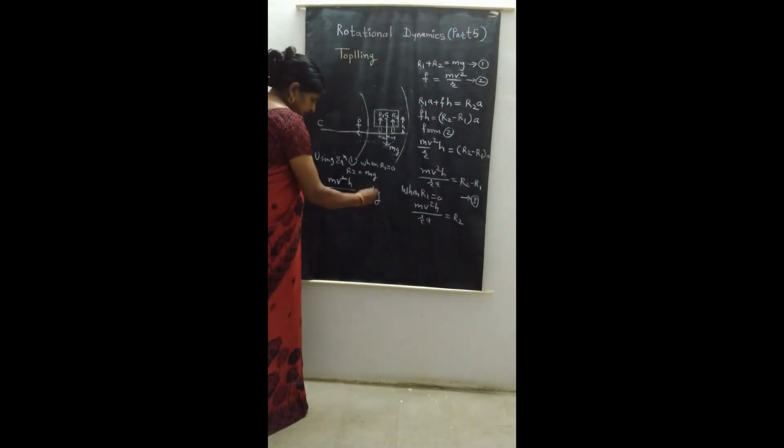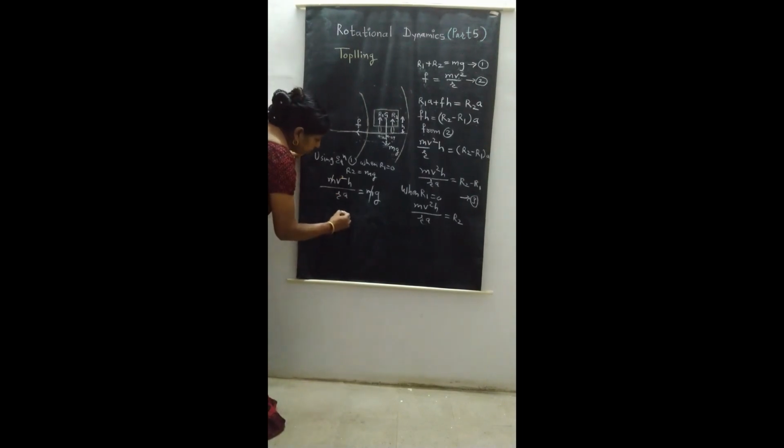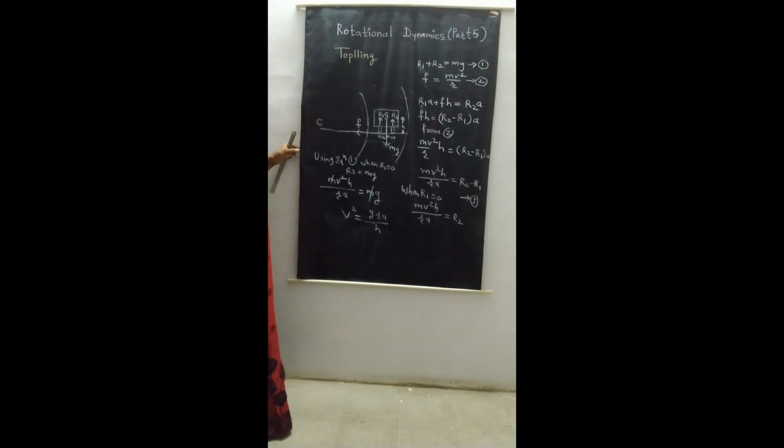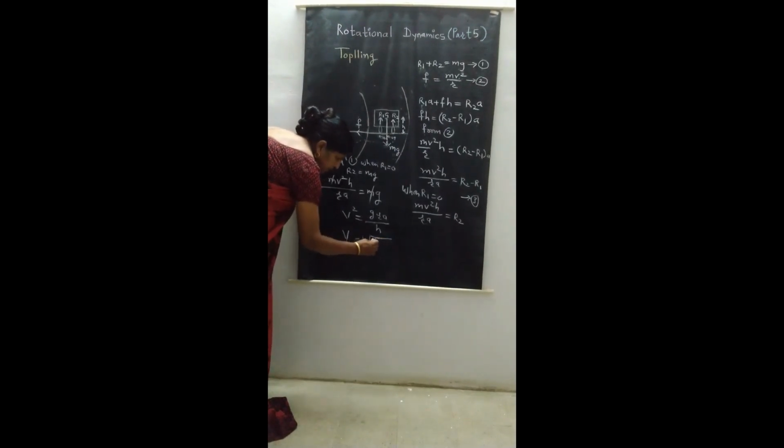Now, this m will cancel with this m and v square will be equal to gRa upon h. The maximum speed will be obtained by again taking square root of the above equation, that is v will be equal to under root of gRa upon h.